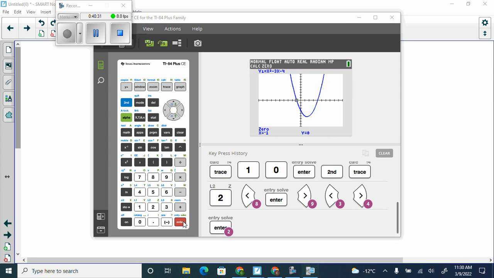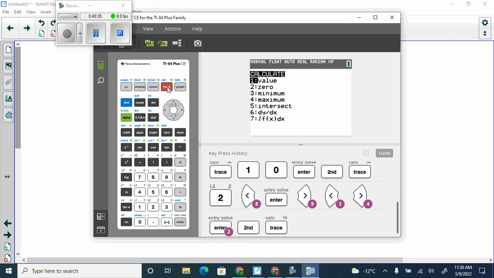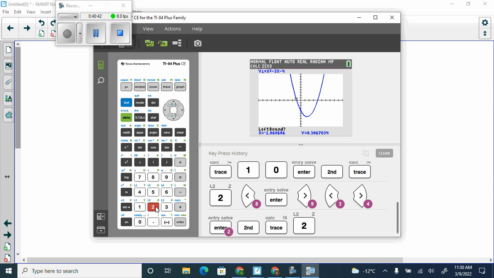Rinse, repeat. We want to find the other one, so we have to do it again. Second trace, you have to push the buttons. You can't just left bound and right bound. There are no left bound right bounds anymore. Second trace number 2.